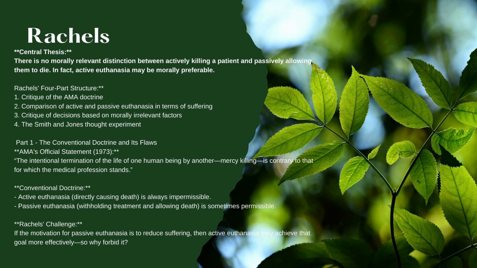Rachels builds his case through a pretty clear four-part structure. Firstly, an introductory critique of the AMA doctrine, and then a comparison of active and passive euthanasia in terms of suffering. Part 3 is a critique of decisions based on morally irrelevant factors, and part 4 is a famous thought experiment involving two cases, Smith and Jones. So let's talk about each part in turn. Let me talk about the first part.